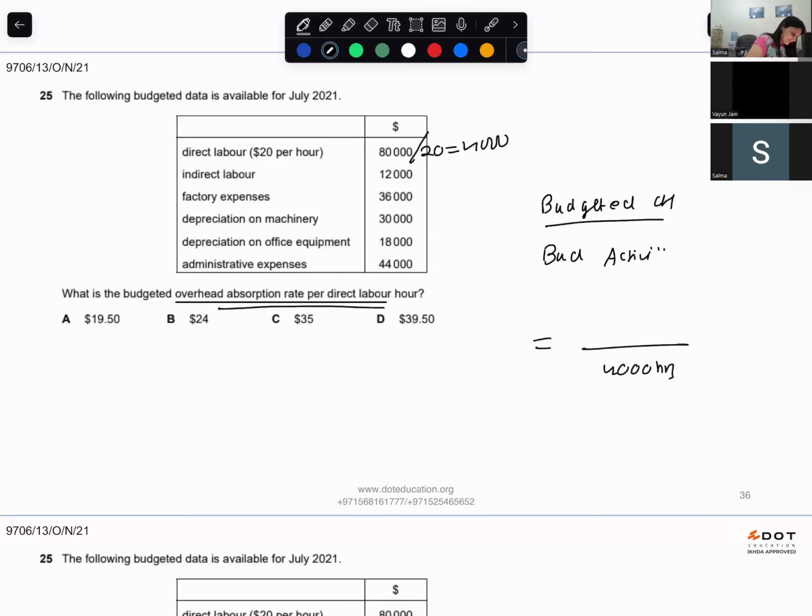You have to add the indirect labor, the factory expenses, depreciation on machinery. That's it. No, depreciation on office equipment also. Office equipment is not. Miss, what comes under this? You got the right answer, right? No, miss, I don't think I got the right answer. I got it wrong. What is the answer that you got? I got 44. Okay, fine. 44? This is not there in the options. Yeah, I didn't get the correct answer.